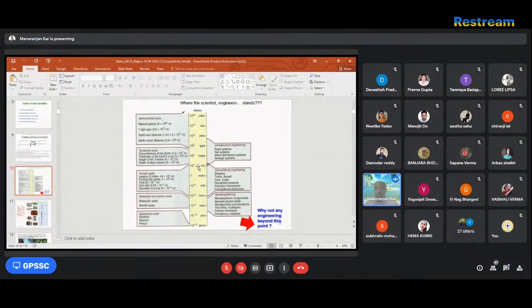Beyond that, you look into that, it is the molecular and atomic scale. If you look into here, it is the molecular or atomic scale.